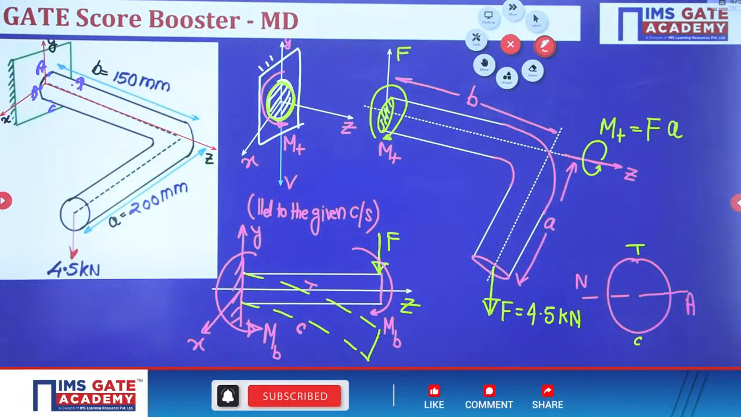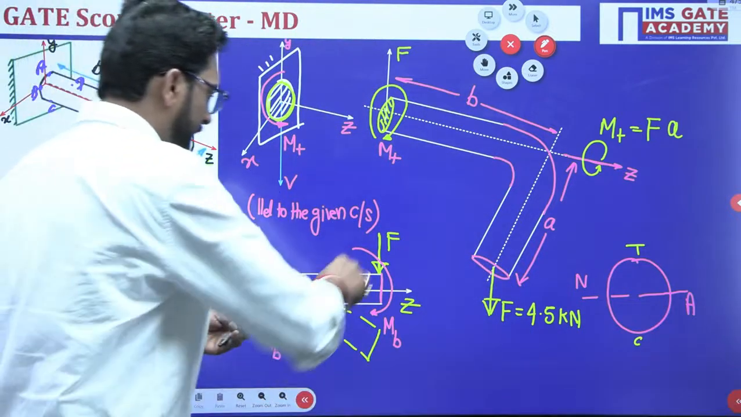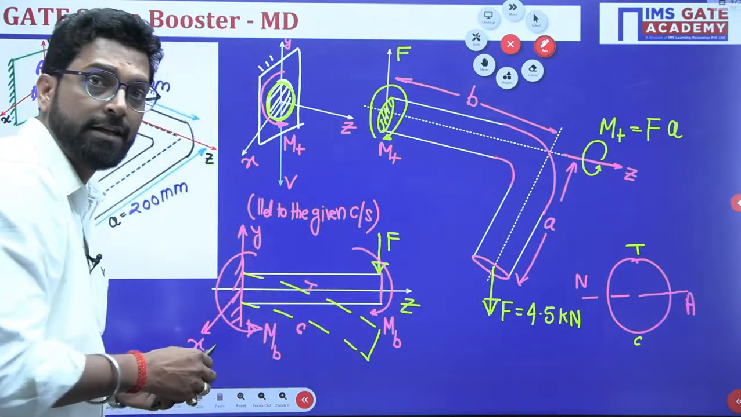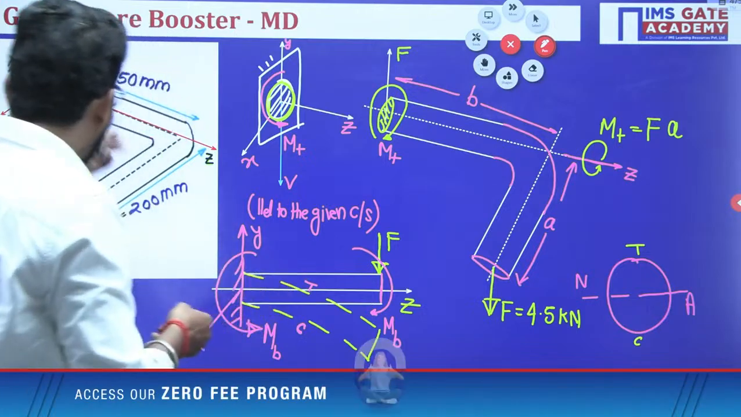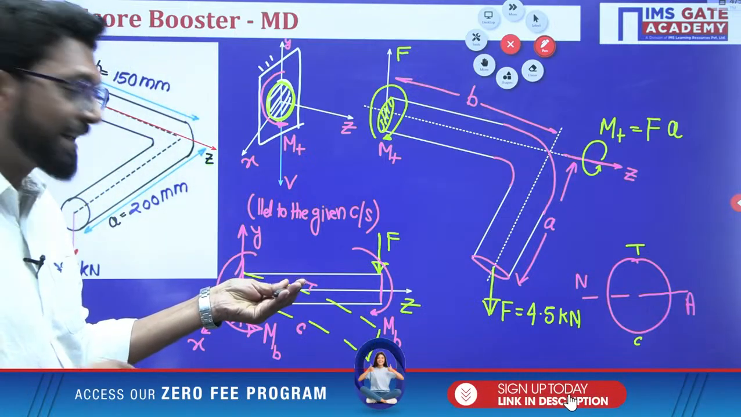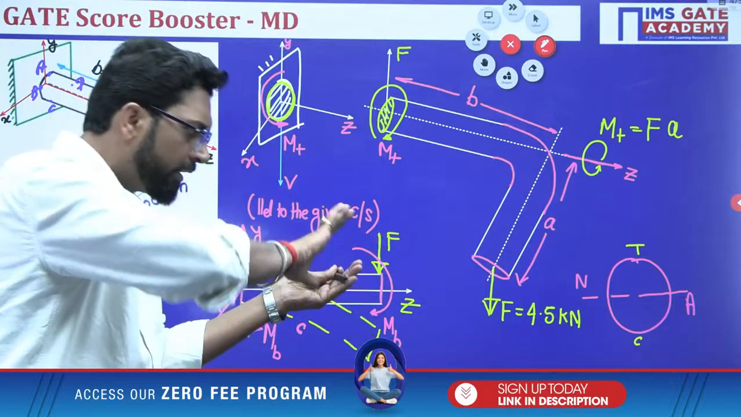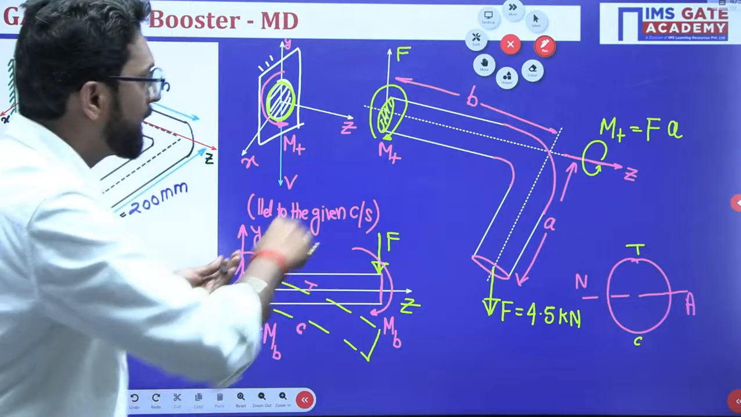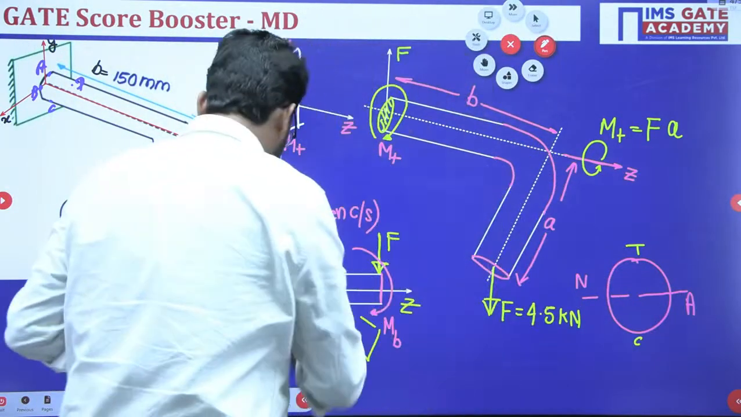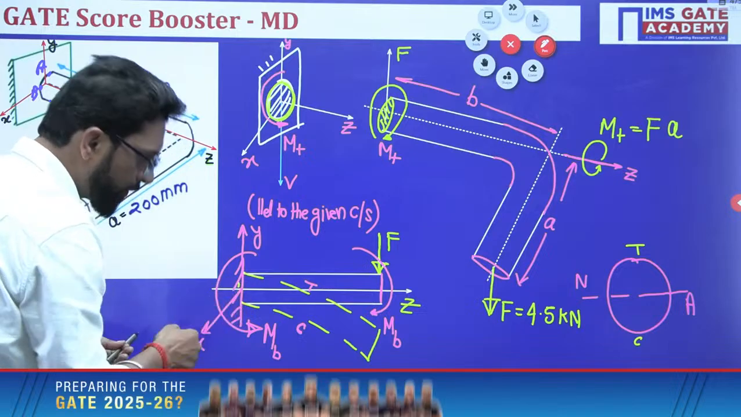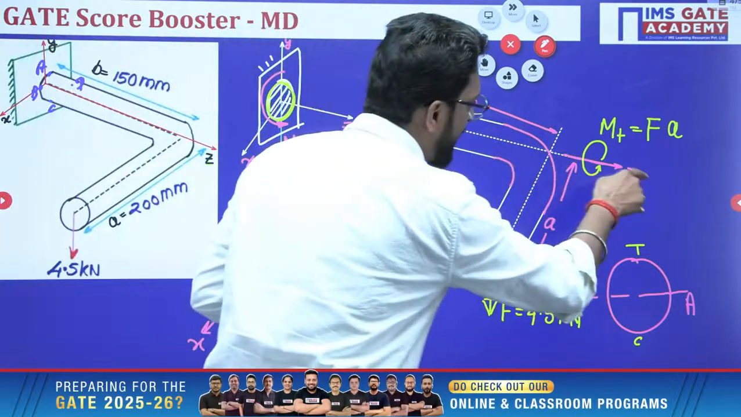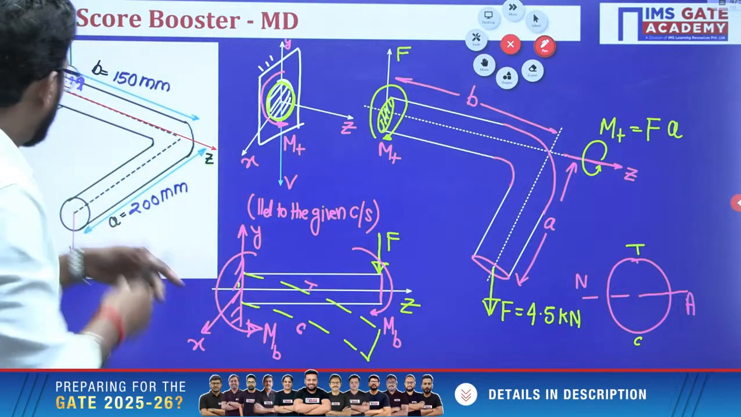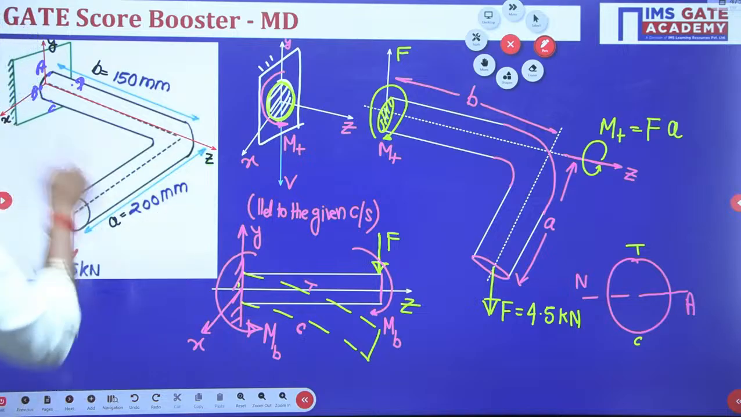So the bending moment, see my dear, the axis of the bending moment, about which axis? Bending moment about the z axis. Perpendicular to this direction is what? Z direction. So the action of the bending moment is in the z direction, and the torsional moment is in the x direction. Clear? So bending moment about the z direction, torsional about the x direction.